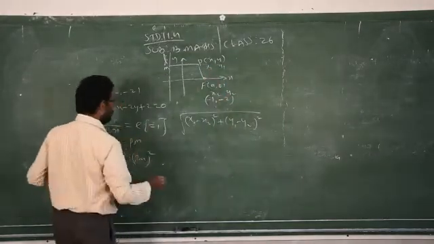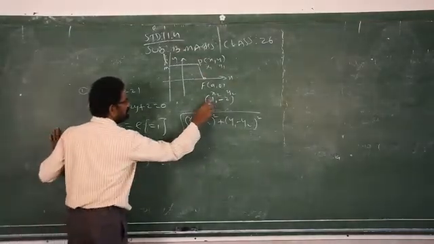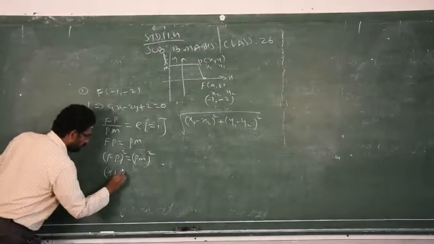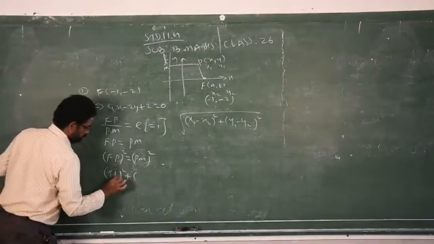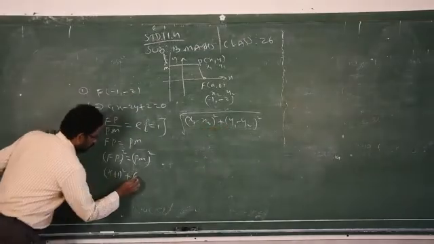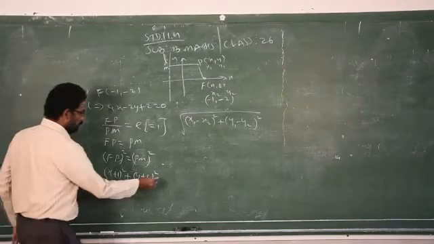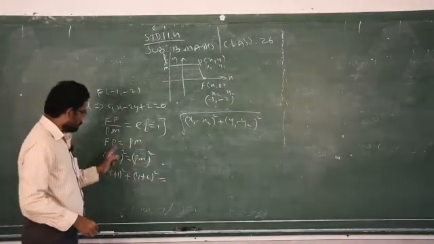So what is your x1? X. X minus, already minus is there, so plus 1, the whole square, plus y minus into minus plus y plus 2, the whole square. No need to write square root because already we squared.